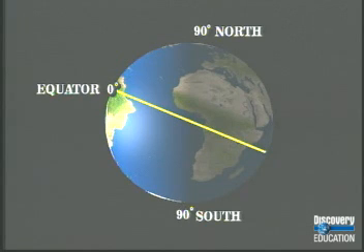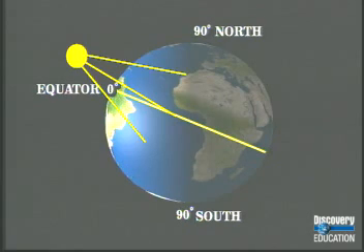Latitude is the distance a place is north or south of the equator. This distance is measured in degrees. The equator has latitude of 0 degrees. Near the equator, the sun's rays shine almost straight down on the Earth's surface. In regions north or south of the equator, the sun's rays strike the Earth at an angle. This means the intensity is not as great as at the equator.